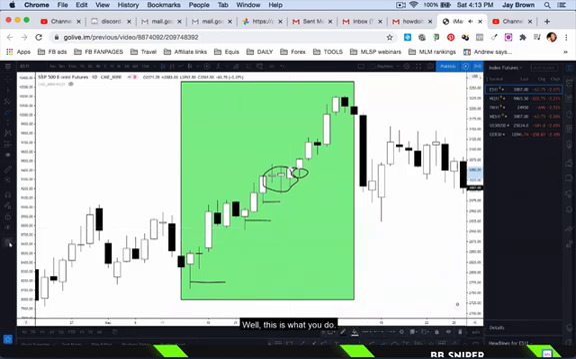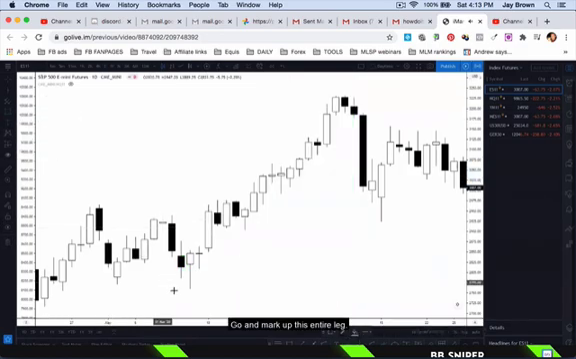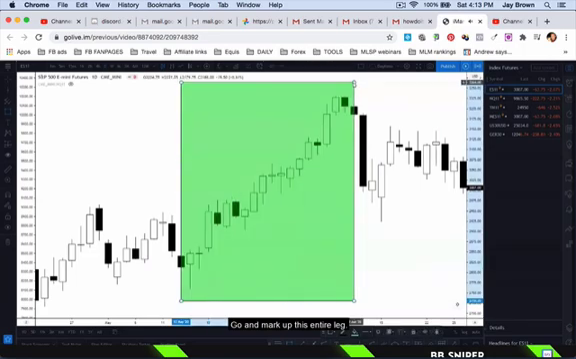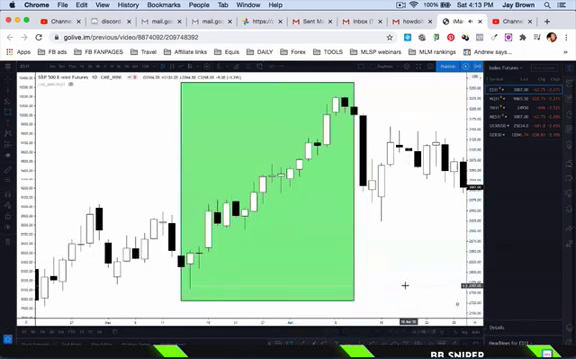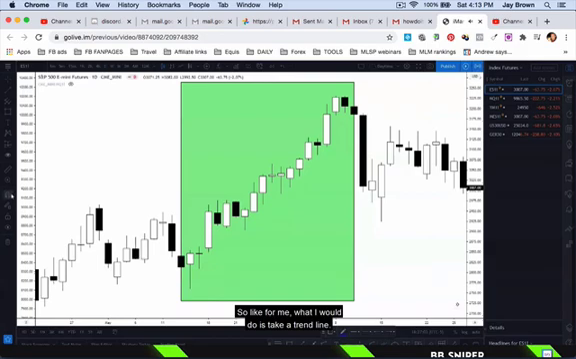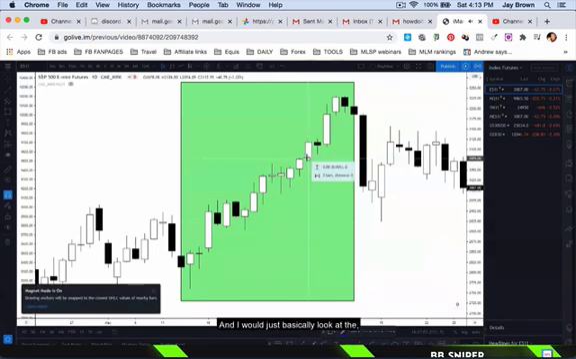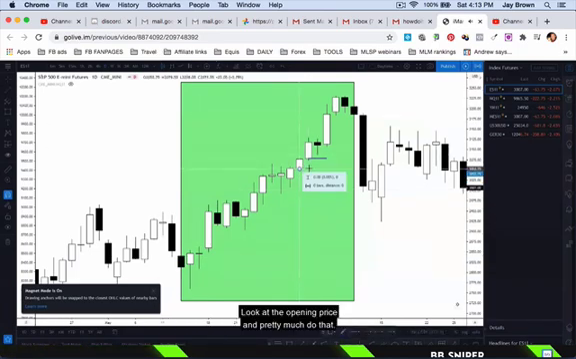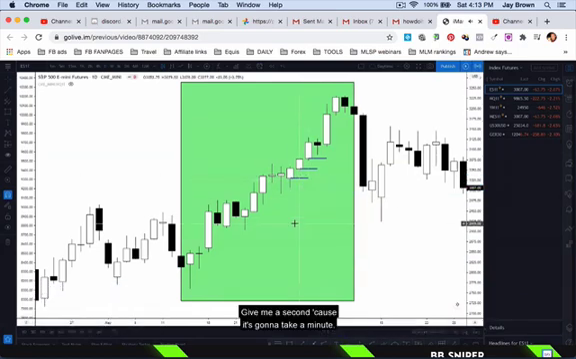So now how can you study this? Well, this is what you do. Go and mark up this entire leg, okay? And then on an intraday basis, you need to study what's below the opening price. So for me, what I would do is take a trend line, and I would look at the opening price and pretty much do that. All right, give me a second because it's going to take a minute.